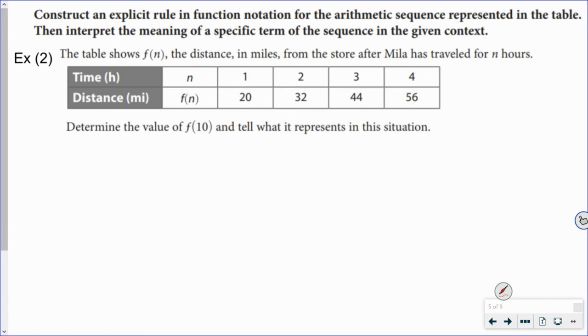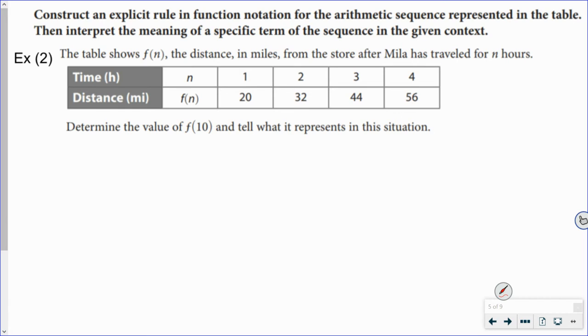So this table shows the distance in miles from the store that Mila has traveled after n hours. If she travels for 1 hour, she's gone 20 miles. Holy smokes, she's not driving very fast, is she? If she travels for 2 hours, she's gone 32 miles, 3 hours, 44 miles, 4 hours, 56 miles.